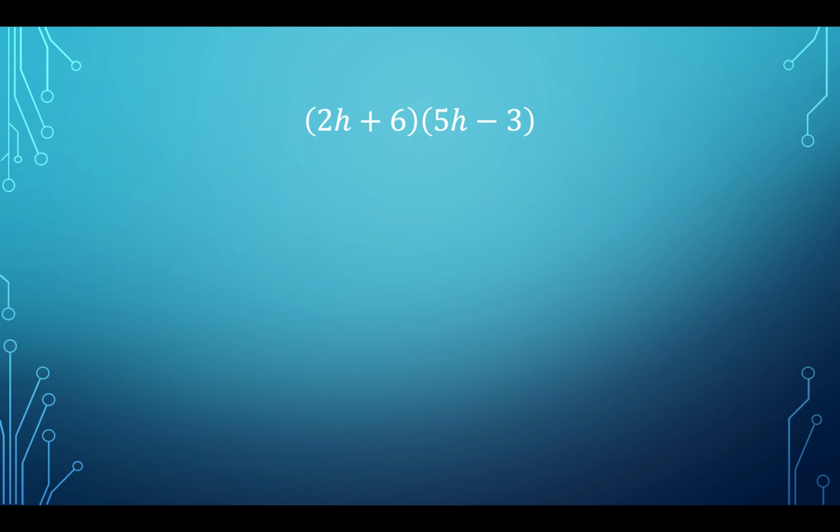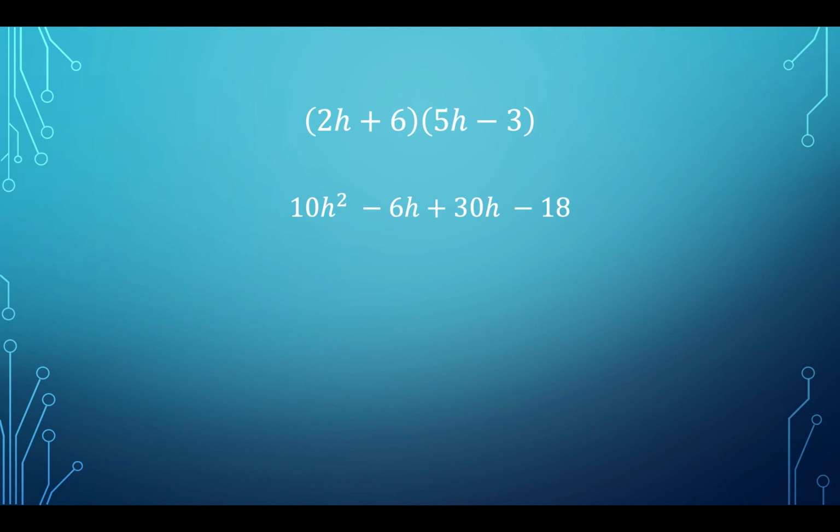The first problem involves FOIL, and remember FOIL stands for first, outer, inner, last. So what we're going to do is distribute everything. The first thing we're going to do is 2h times 5h, and I get 10h squared. Next, I do 2h times negative 3, and I get minus 6h. Next, I do 6 times 5h, and I get plus 30h. And 6 times negative 3 gives me negative 18.